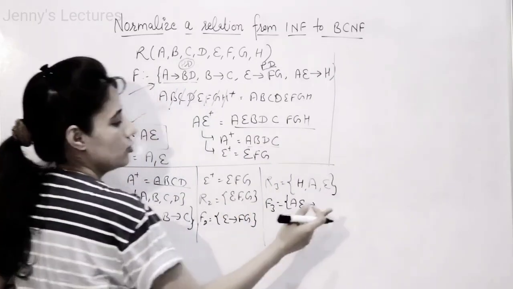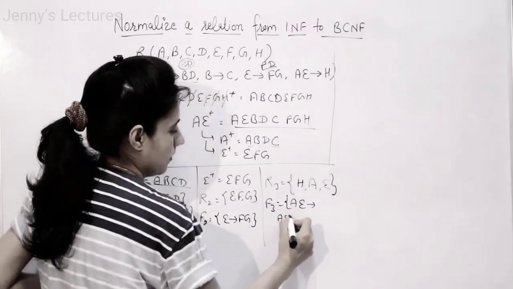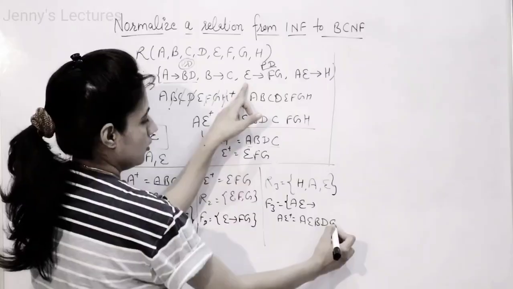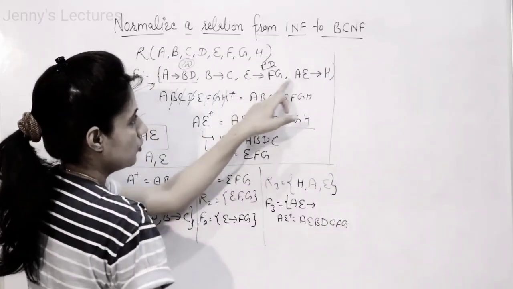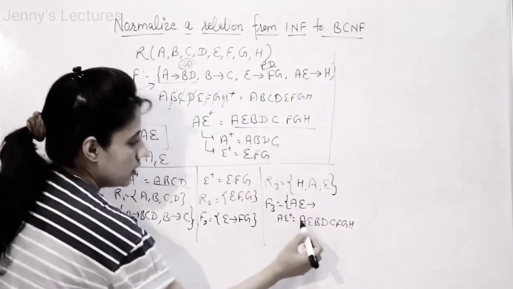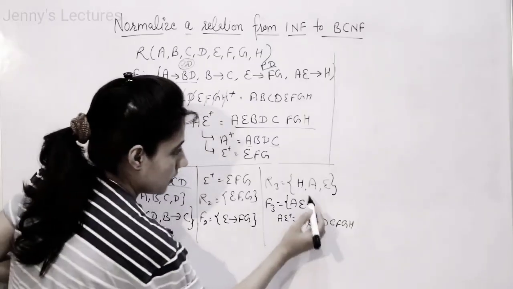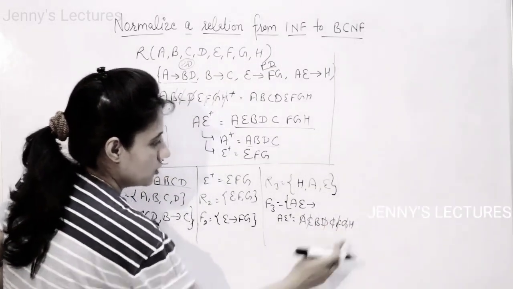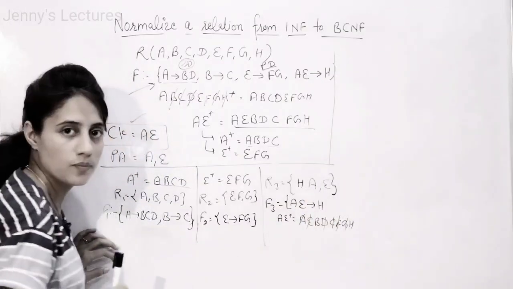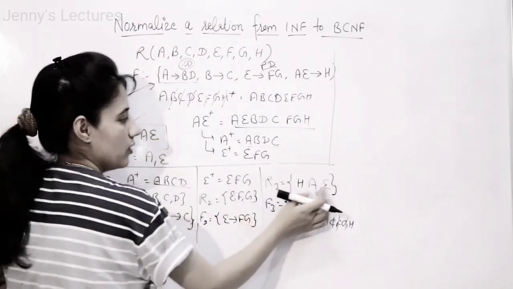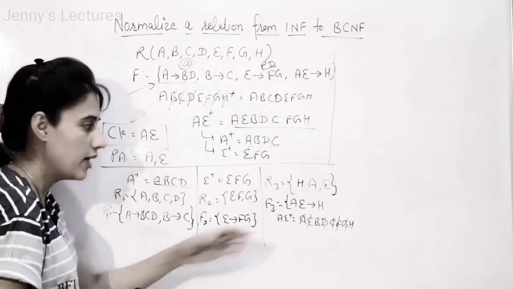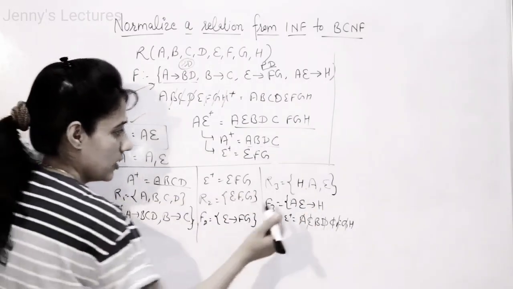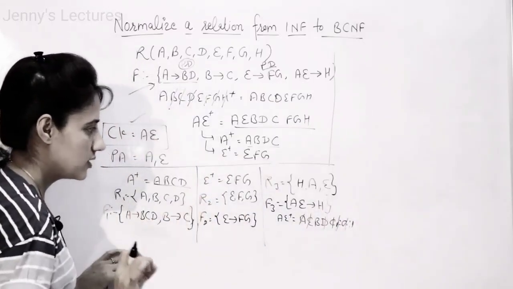If you find the AE closure, then using A I can derive B and D, using B I can derive C, and using E I can derive F and G. Using AE I can derive H, all the attributes. A to AE is trivial. D is not part of the subrelation, C is not part of the subrelation, nor are F and G. Only H is part of the subrelation, so AE can derive H. You can find AH and EH the same way, and you will get nothing. All the attributes you get in the closure that are not part of the subrelation, we are not going to take those functional dependencies. So only one functional dependency would be there in this case.